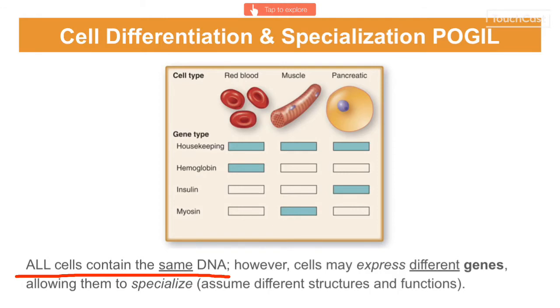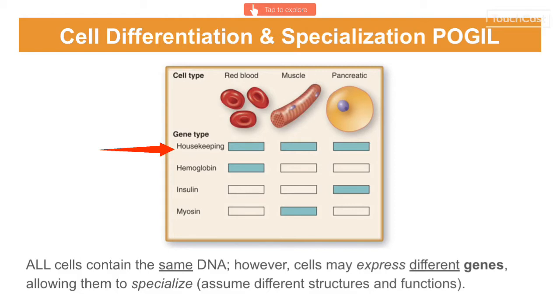So if all cells have the exact same DNA, how are they able to have different structures and functions? Well, that's because cells can express different genes, right? And that's what this model is showing, and this is one from that POGIL activity right here. So we have red blood cells, a muscle cell, and a pancreatic cell, right? And we can see that all of them are expressing this gene for housekeeping. Housekeeping just means doing the regular things like respiring and cleaning up the cell and just maintaining order, right?